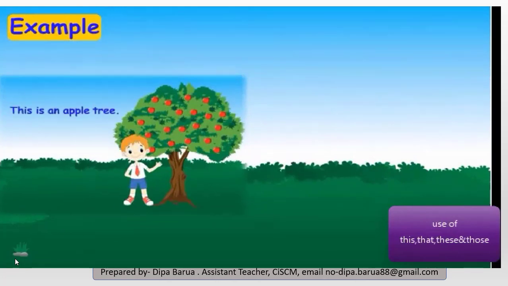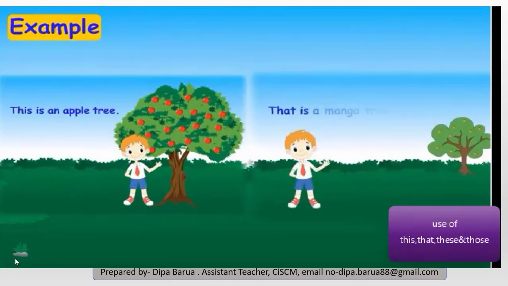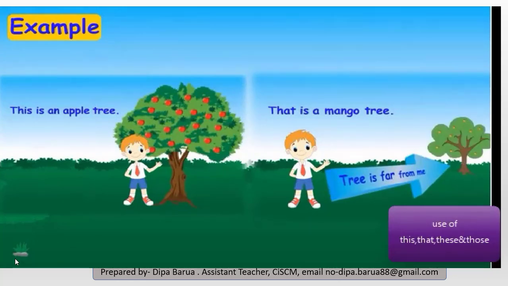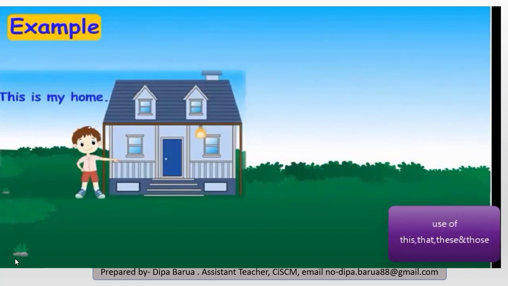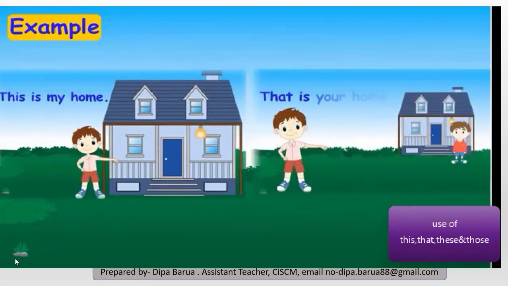This is an apple tree. That is a mango tree. We use this because the apple tree is close to me and the mango tree is far. This is my home. That is your home.